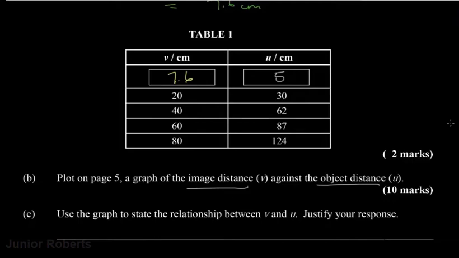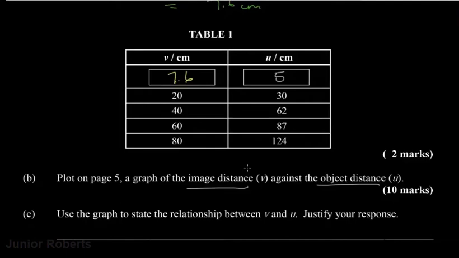Does anyone have any idea as to what will go on our y-axis and what will go on x? Okay, so I think object is x and image is y. So now you're saying that the object will go on the x and the image will go on the y. Okay, very good. This is actually what we should expect: the object will go on the x and the image will go on the y.